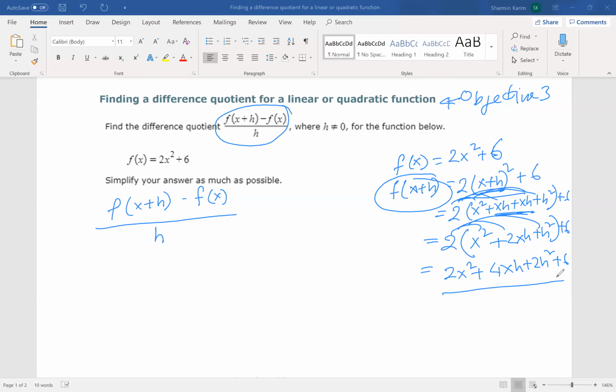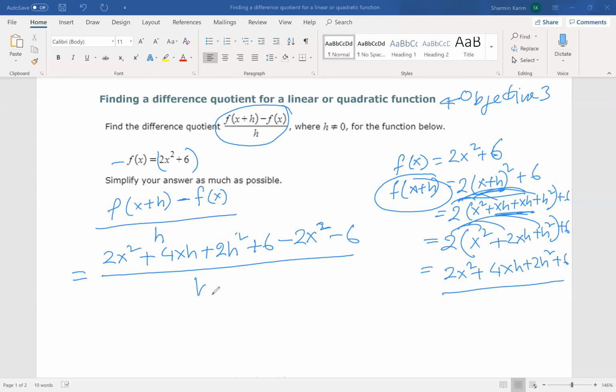Now I can just take this and paste it here. So I have 2x squared plus 4xh plus 2h squared plus 6. Then I have minus f of x. So f of x is this one. If I put a minus in front of it, all the signs will change. So minus f of x is minus 2x squared minus 6. Then over, we have an h.